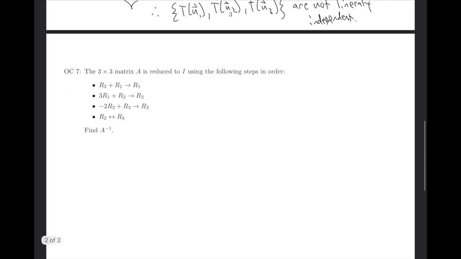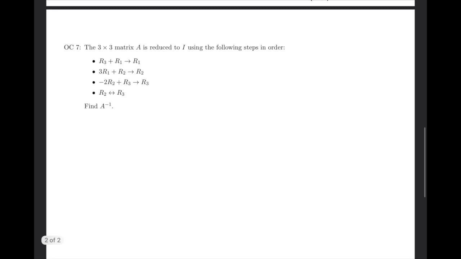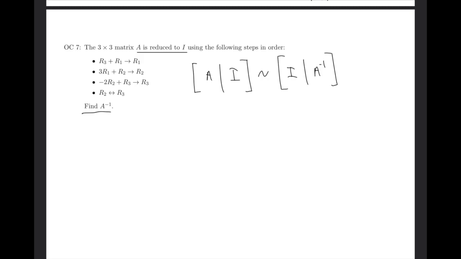It says a 3x3 matrix A is reduced to I using the following steps, so it wants us to find A inverse. Remember, the process to finding A inverse is we start with A on this side and the identity matrix on this side, and then we do row operations to turn A into I, and what we're left with on the right-hand side is A inverse. So if we perform these row operations on the identity matrix, we'll get A inverse. Let's start with the identity matrix for 3x3, and start throwing in these row operations in order.